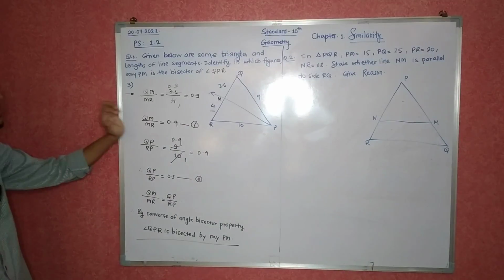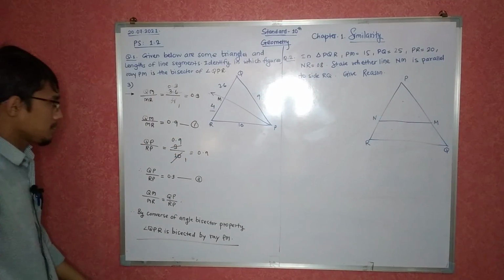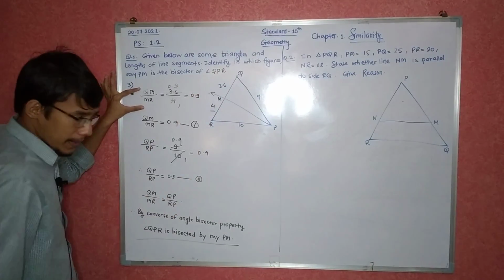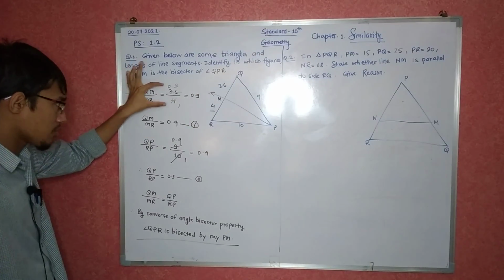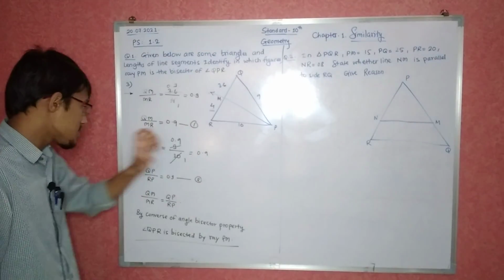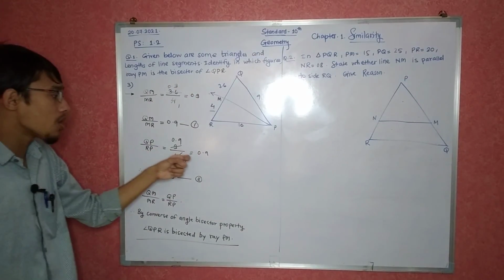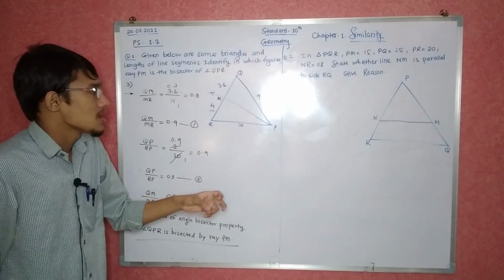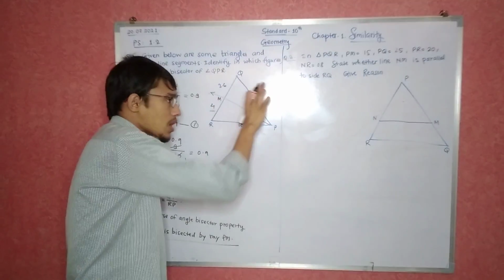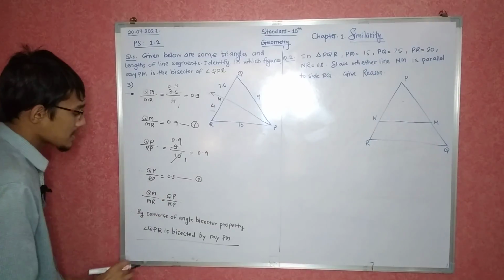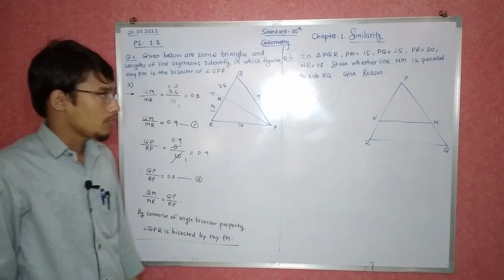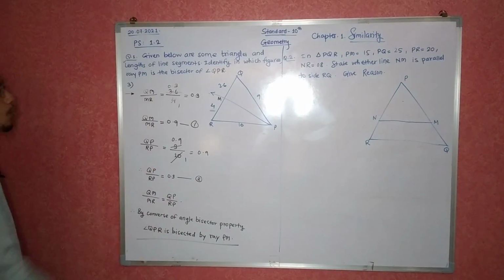So in this case, ray PM has bisected the angle QPR. What we have to do first, we have to find the ratio of the side which is divided. So QM upon MR, 3.6 upon 4, that is 0.9. Then we have to find the ratio of remaining sides, that is QP upon RP. We have got it again 0.9. That means that the side which is divided, its ratio and the remaining sides ratio are equal. Therefore, by converse of angle bisector property, we can state that angle QPR is bisected by ray PM. So this was about question 1.